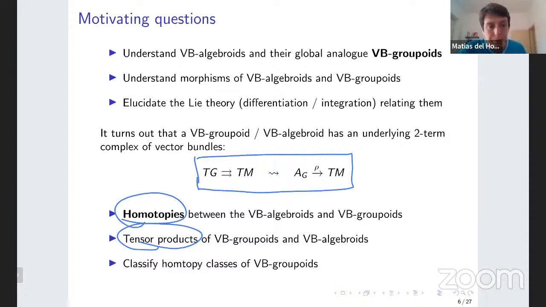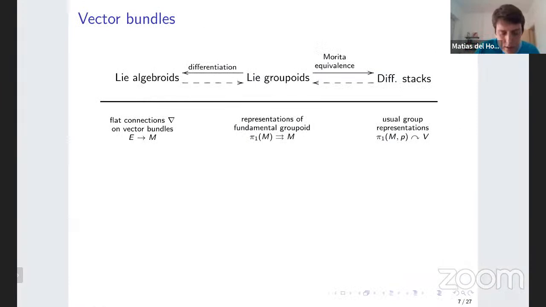And another question I want to tell you about is, okay, classify homotopy classes of VB groupoids. I mean, these are a lot of natural questions among many others. Some of them are known, some of them are simpler. Some of them we managed to answer after a lot of work, and some others are still open. But let me continue with this introduction as follows.